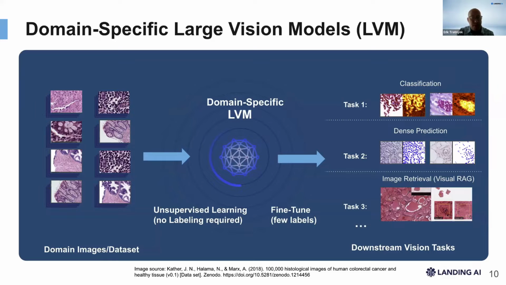We do that by creating fine-tuned models, and that can be done in a number of different ways, including in the LandingLens platform. And each of those will do a certain thing. As an example, you could have a classification model, you could do density prediction or image retrieval. Ultimately, those downstream use cases benefit from the generalized learning of the LVM itself.